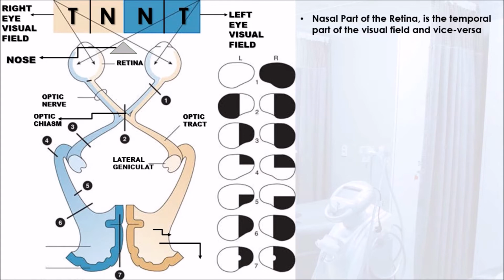Okay, and then from the lateral geniculate body we move on to the optic radiations. Now the optic radiations have two components. You know that we have various components of the brain, and the brain has various different lobes, so it's key to note that. The optic radiations are going to have two components.